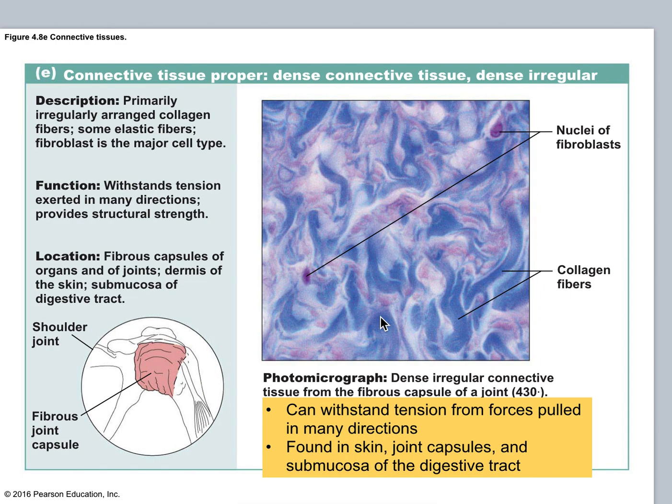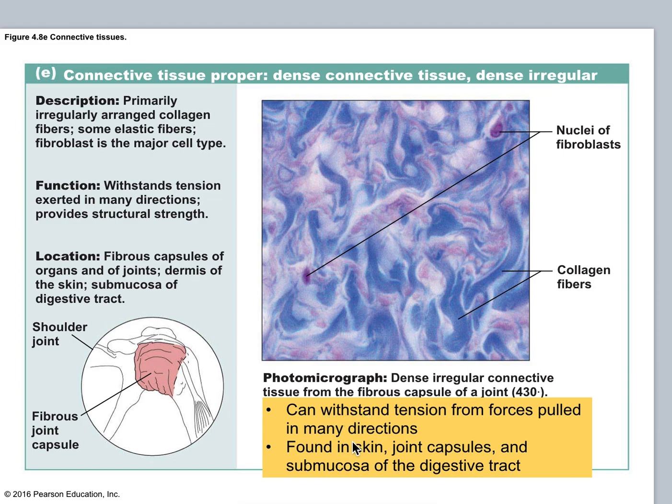Now compare that to this dense irregular connective tissue. Notice that the fibers are haphazard. They look like they're random. They're not all going in the same direction, certainly not all going east to west like the last slide showed. They're going in several different directions. Because of that, the collagen fibers are in multiple orientations, and that allows this tissue to withstand tension from forces pulled in many directions.